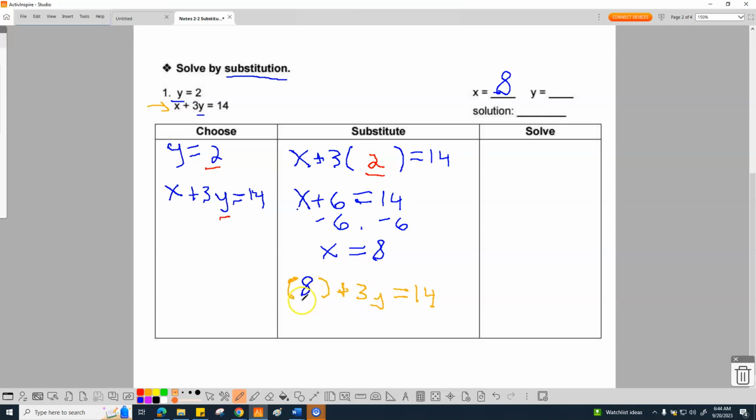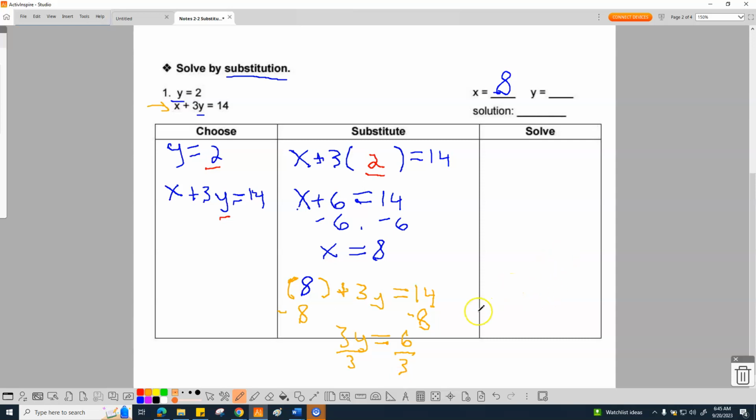Now we're going to solve for y. There's no work to be done on this 8. It just kind of can sit in there. So I'm going to go ahead and solve this equation, and I'm going to subtract the 8 on both sides. Again, this is just normal algebra. If at this point you're panicking, I'm sorry, but this is just normal algebra. 3y equals, subtracting 8 is 6. We're going to divide by 3.